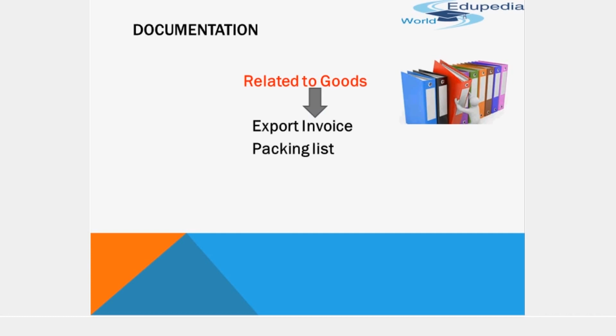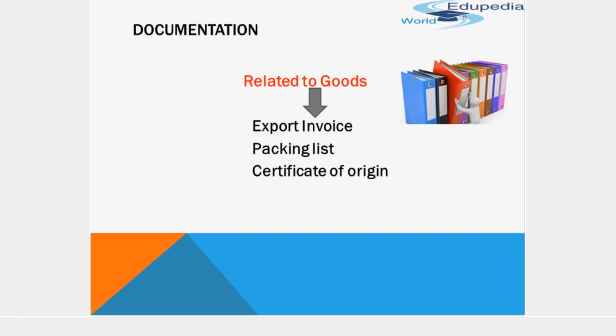Second document is the packing list. Packing list is a statement which indicates the number of cases or packs and the details of goods contained in these packs. It also gives details of the nature of goods which are being exported and the form in which these are being sent. So that is what is required in the packing list.